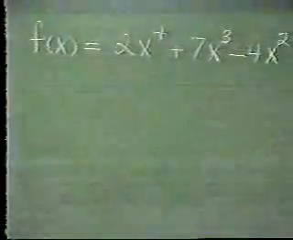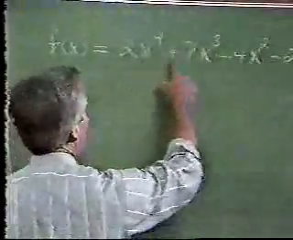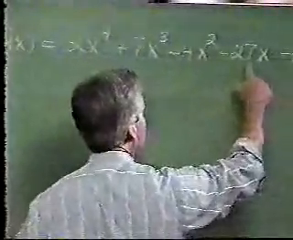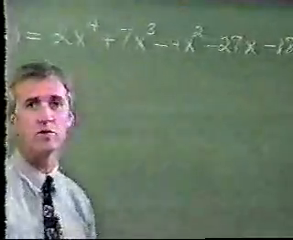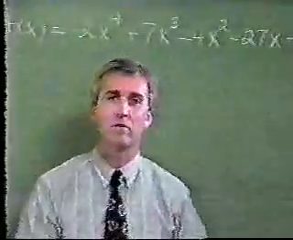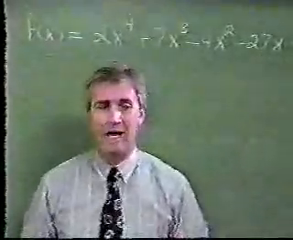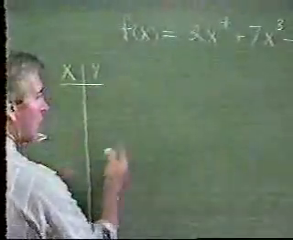Take a look at this fourth degree function. F of x is 2x to the fourth plus 7x cubed minus 4x squared minus 27x minus 18. What we are going to do is discover some aspects of the behavior of the graph and actually construct a graph here. As we do that, we are building a table of values. Let's set up a table here and begin our process.